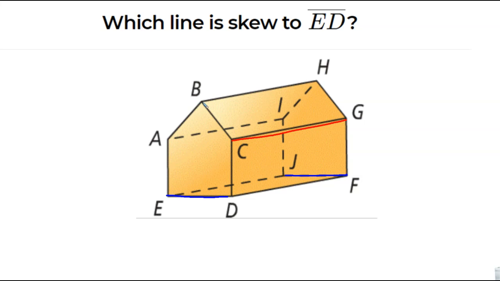Some other skew lines we have are BH, AI. We could also say HI and HG. All those are examples of lines that will not intersect ED, but they don't run in the same direction. They're not on the same plane. Therefore, they're skew.